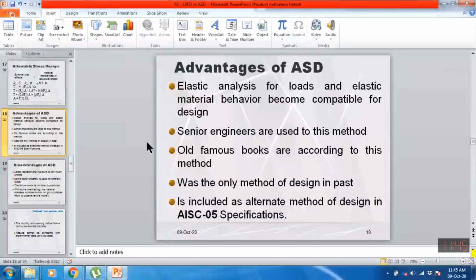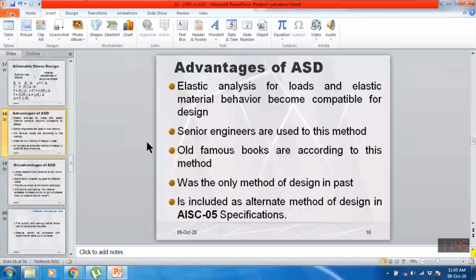Actually, this method was maybe introduced in Pakistan after 2000. Maybe Dr. Zaid Ahmed Siddiqui first introduced this method when he returned after his PhD, probably in 2002 or 2003. He faced a lot of resistance, but gradually, after the effort of 10 years, this method is now discarded. Now the LRFD method is being used.